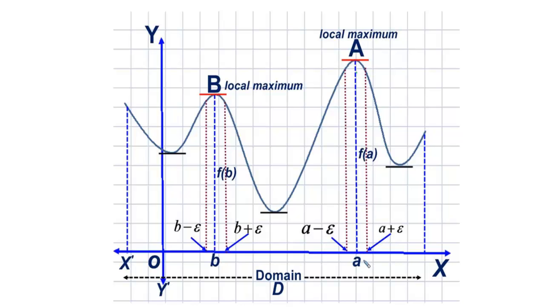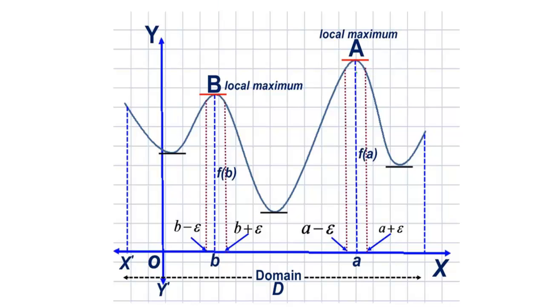Again, if we consider the point B in this small interval b minus epsilon and b plus epsilon, then we say f of b is the local maximum value and point B is the point of local maxima in this interval b minus epsilon and b plus epsilon.